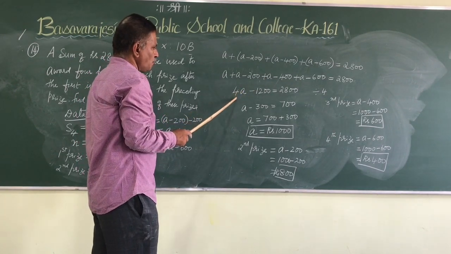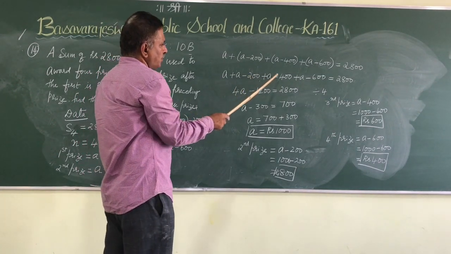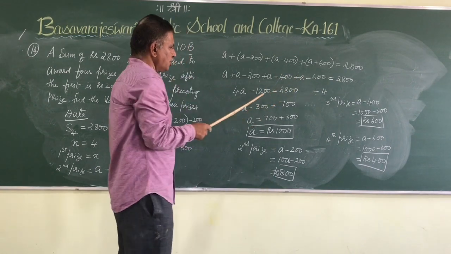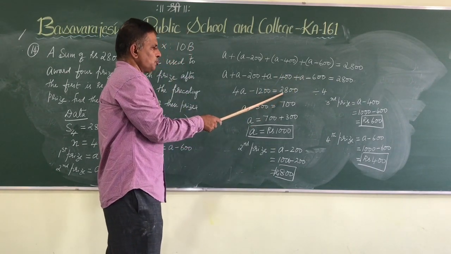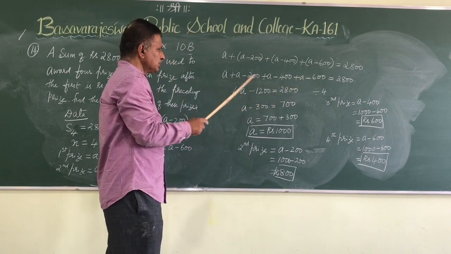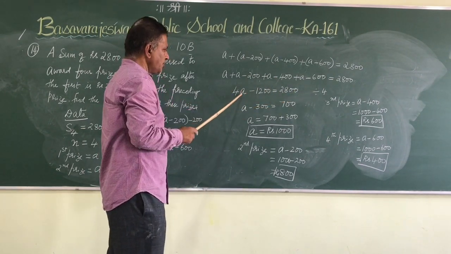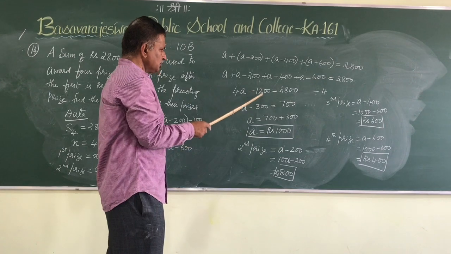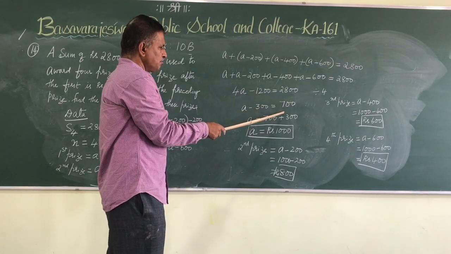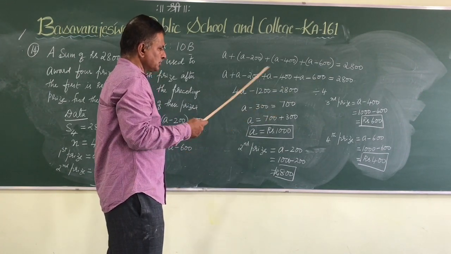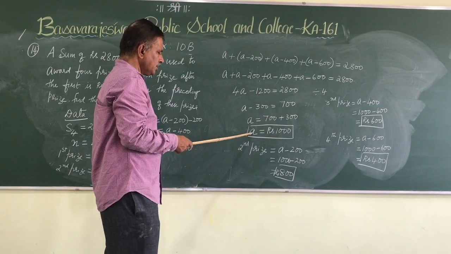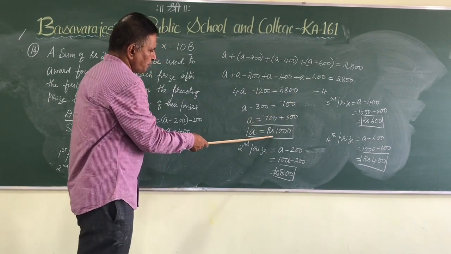All the A's are positive. If I add, I'll get 4A. And I add minus 200, minus 400, minus 600, I'll get minus 1200, which is equal to 2800. So this equation can be divisible by 4. When I divide, 4A will become A, this will become 300, this will become 700. Write variable on one side, constant on the other side. Thereby I'll get A value as rupees 1000.